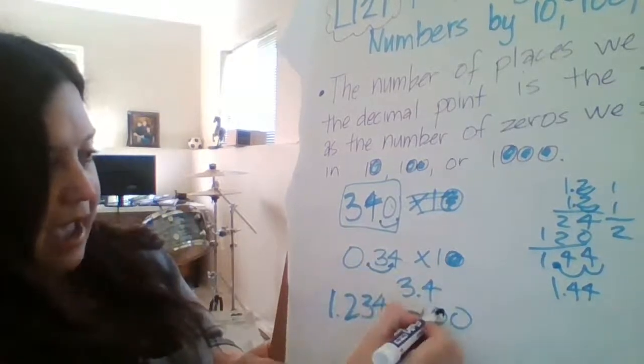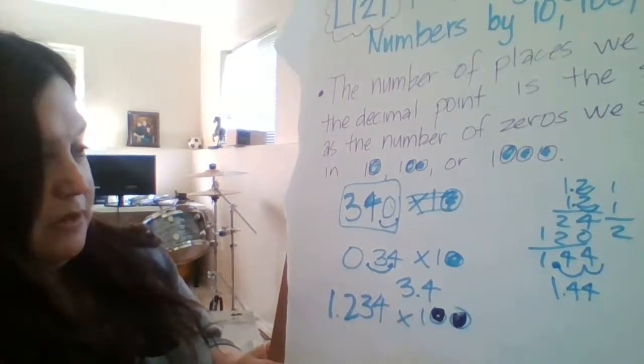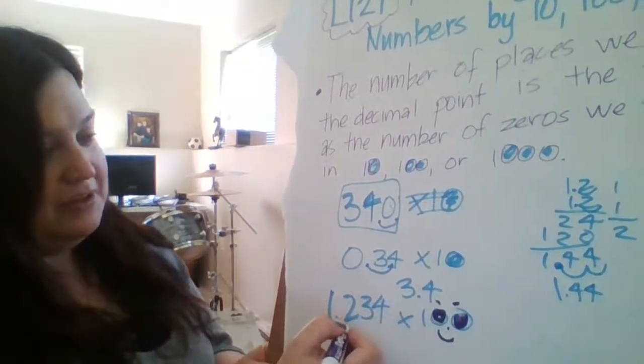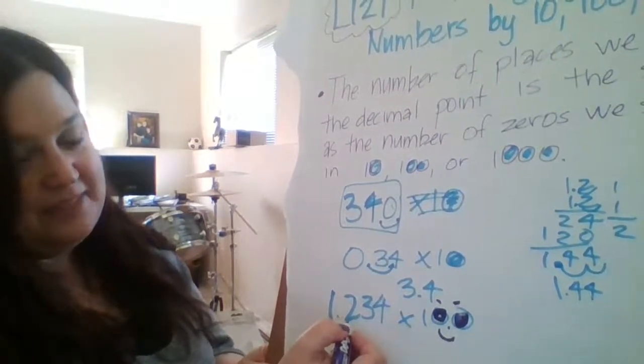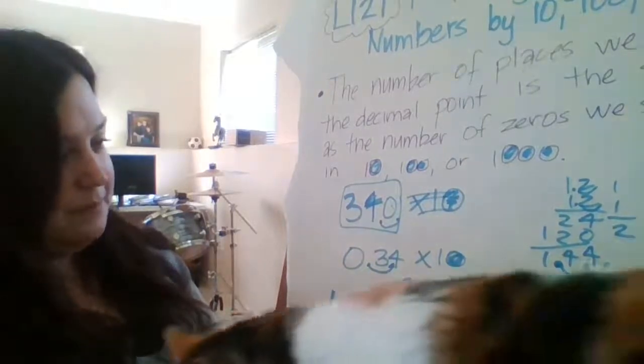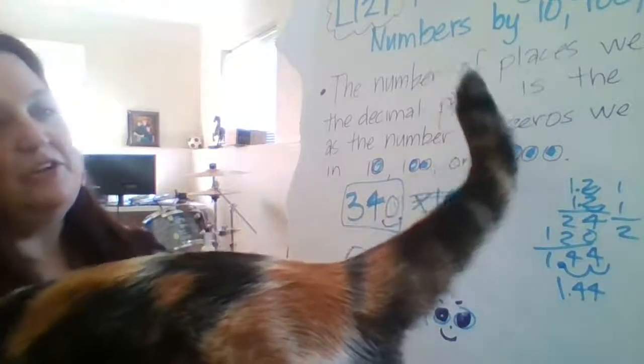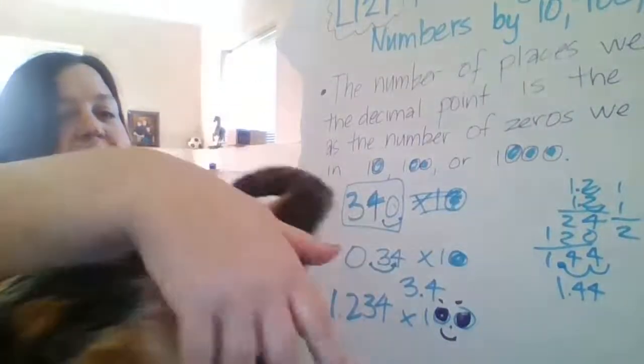Got it, right? Okay, how many zeros do you see? We see 2, right? Oh, that just means to make a face, huh? Okay. So, say hi to Katie. Here she comes. Good morning, Katie. Of course she would show up and stand right in the spot.